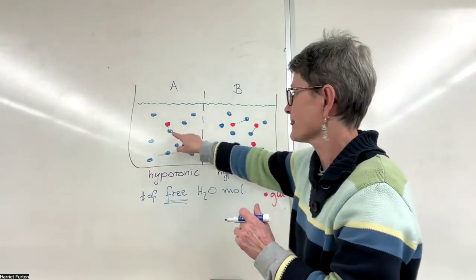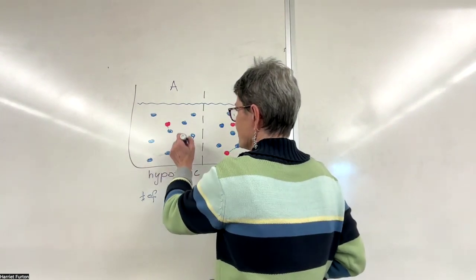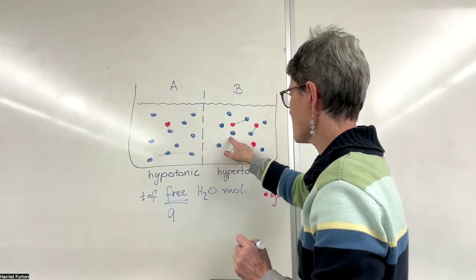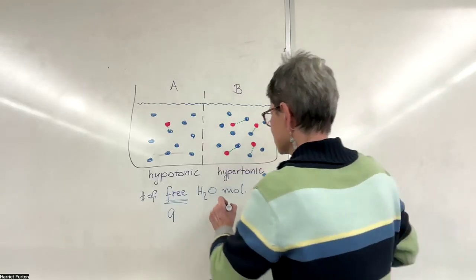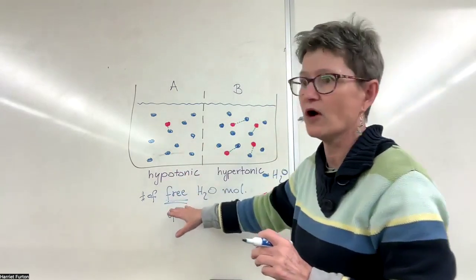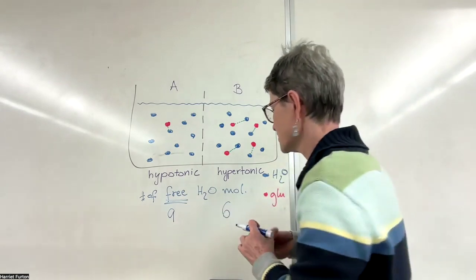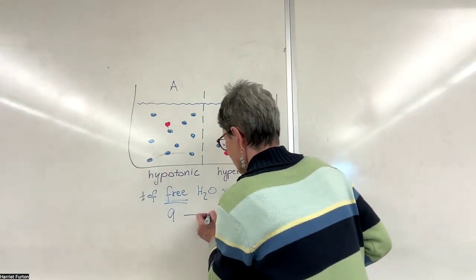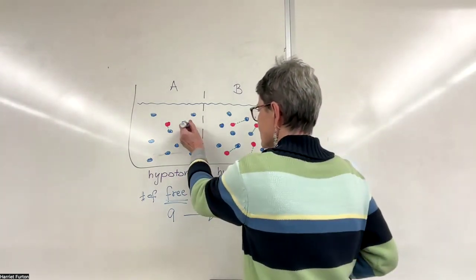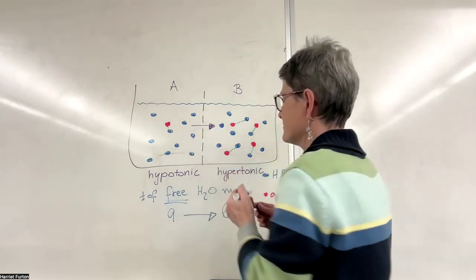So let's see how many free water molecules we have in A. 1, 2, 3, 4, 5, 6, 7, 8, 9. So in here, 1, 2, 3, 4, 5, 6 only. So we can say that the water moves from high free water concentration to a low free water concentration. So the water will move from A to B area through the semi-permeable membrane.